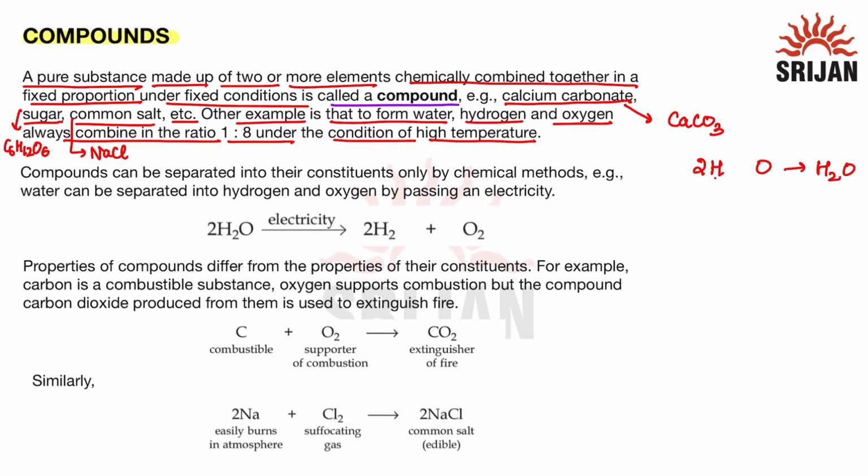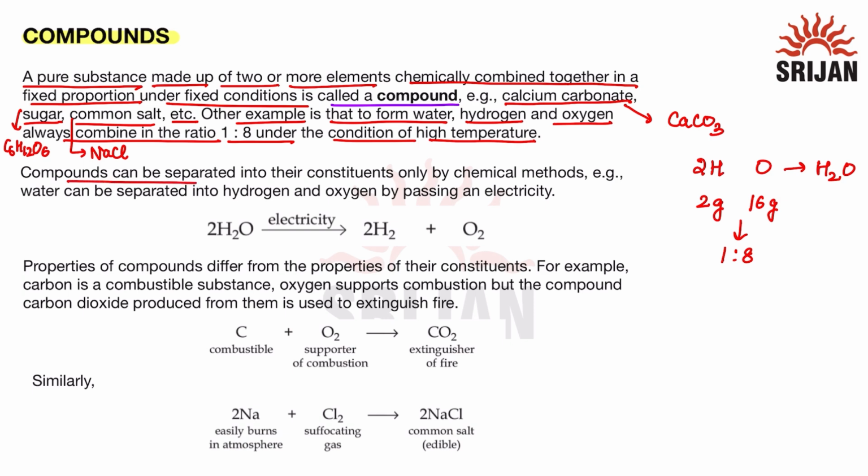One atom of hydrogen has a mass of 1 gram, so two atoms of hydrogen will have a mass of 2 grams. And one atom of oxygen has a mass of 16 grams. If we take the simplest ratio, it comes out to be 1:8. So always when forming one molecule of water, hydrogen and oxygen will combine in the ratio 1:8.